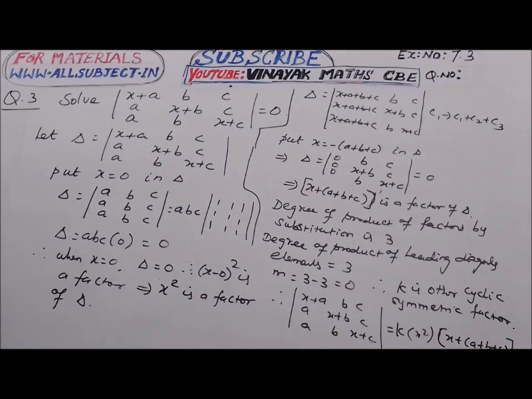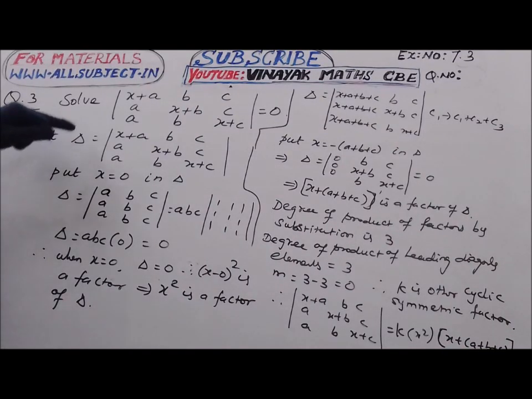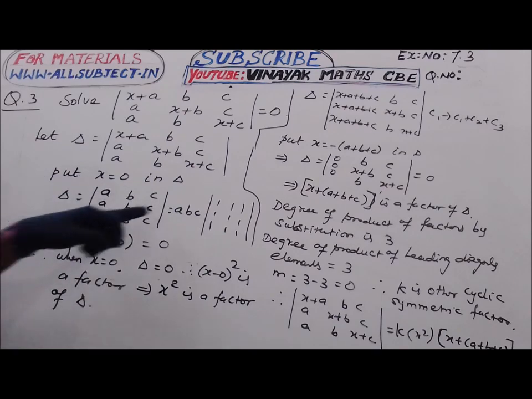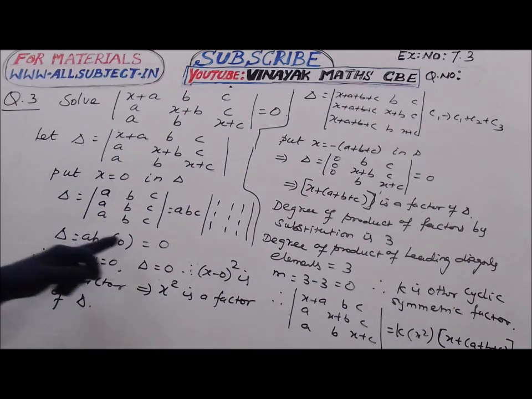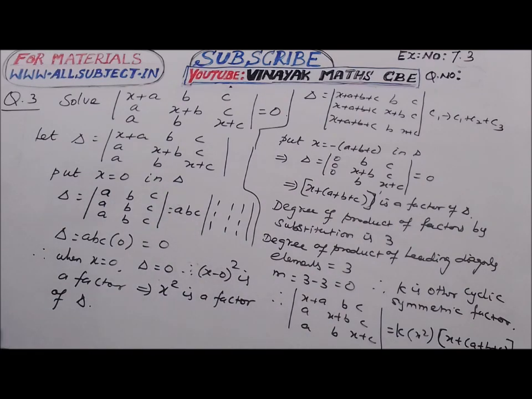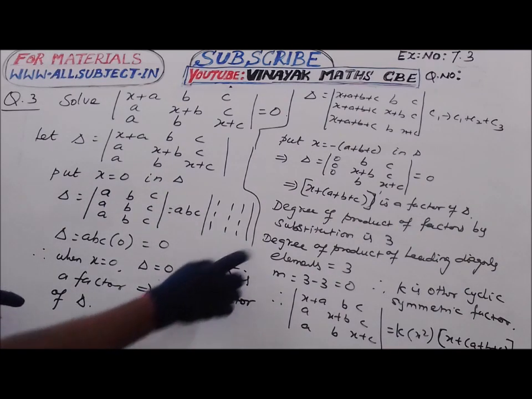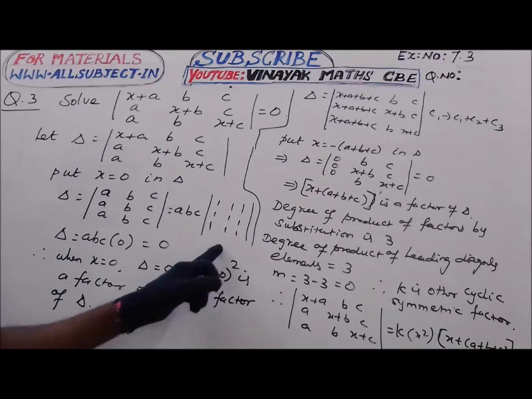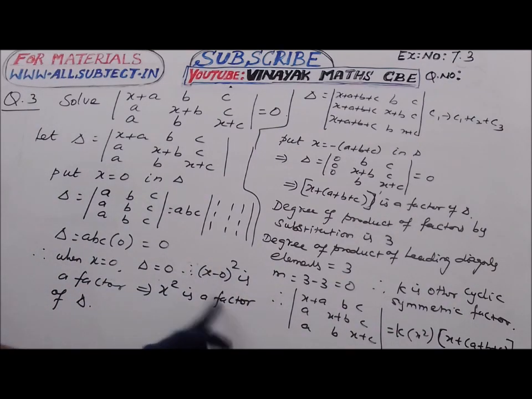Look here. Taking this as delta, substituting x equal to 0, all the rows are identical, therefore delta equals 0. When all three rows or columns are identical, then x minus a whole square is a factor. Here, substituting x equal to 0, x minus 0 whole square is a factor, that is, x square is a factor.